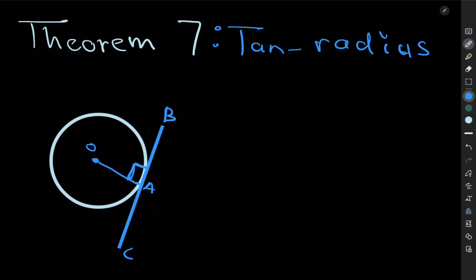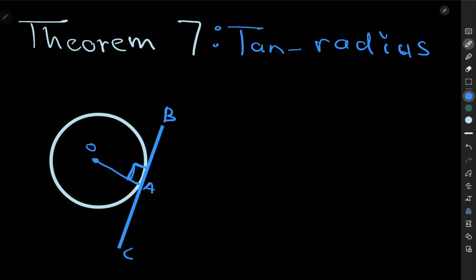At the point where they meet, or the point of tangency, they will always form a perpendicular intersection. I don't know what the word is that I'm looking for, but at that point they form an intersection.